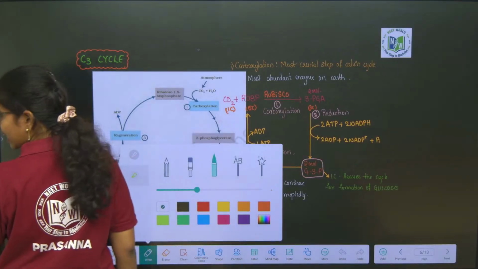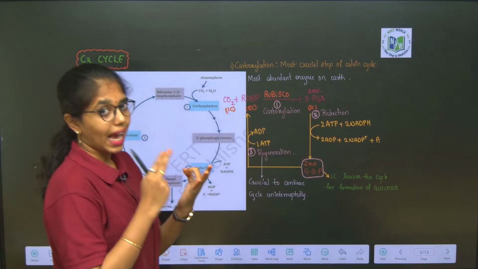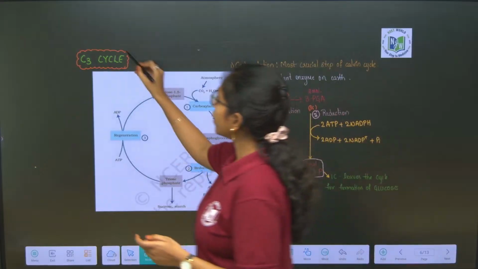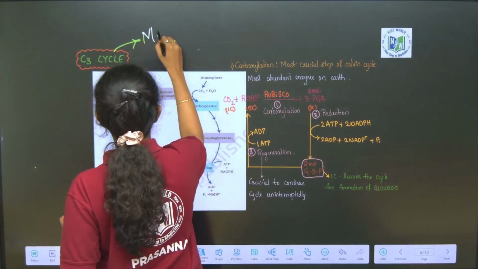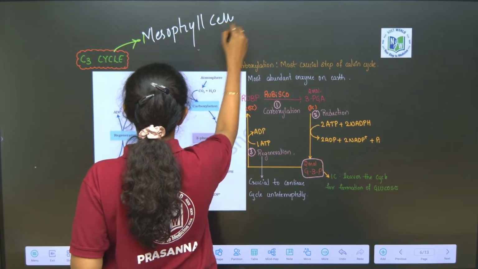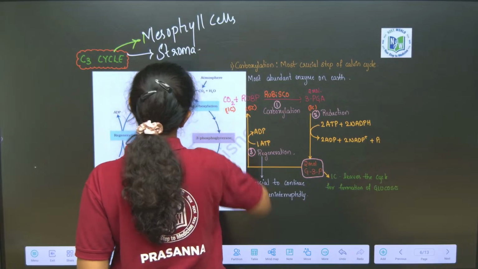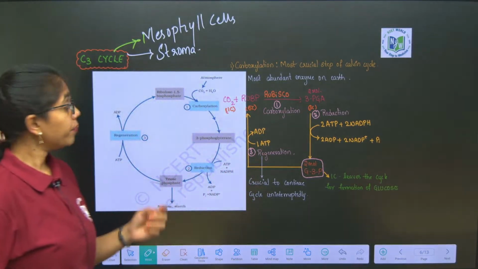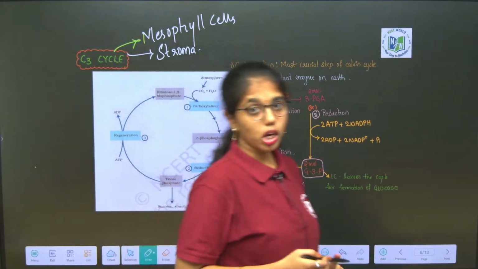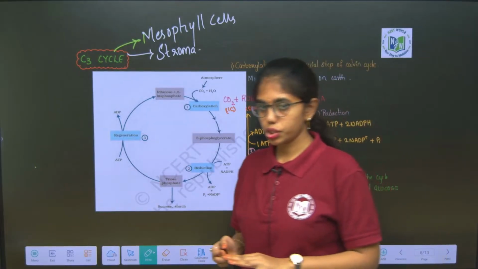So the C3 cycle, as I told you, is operated in all the plants, and this is operated in which cells? Mesophyll cells, and the stroma of the chloroplast. Remember the locations exactly. The stroma of the chloroplast, wherein the C3 cycle has three major steps. One is carboxylation, second is reduction, and third is regeneration.